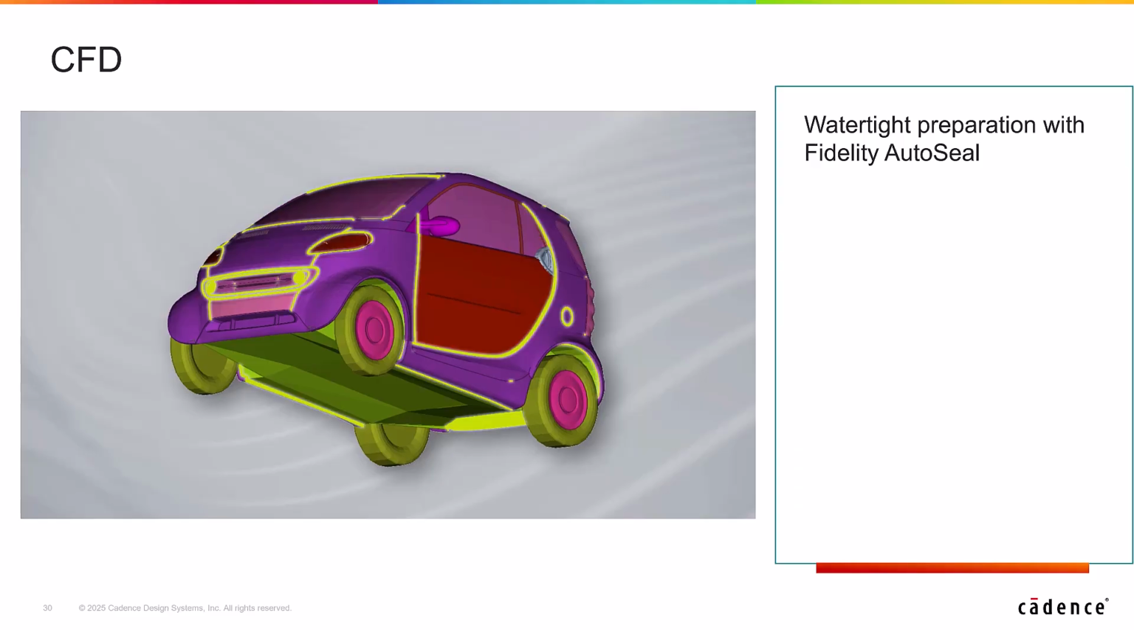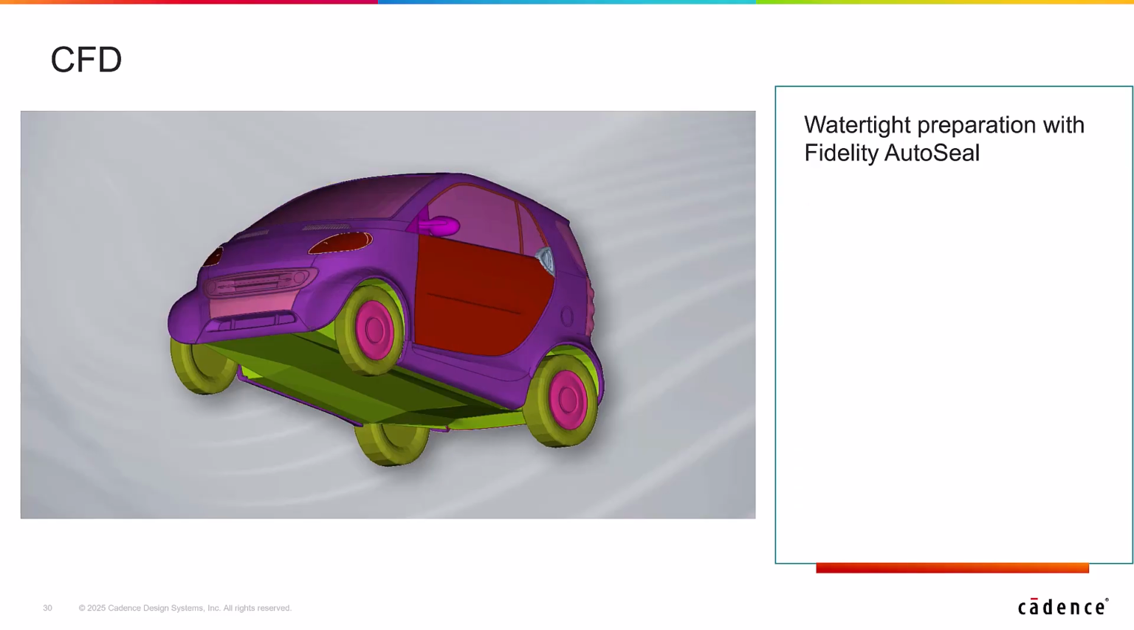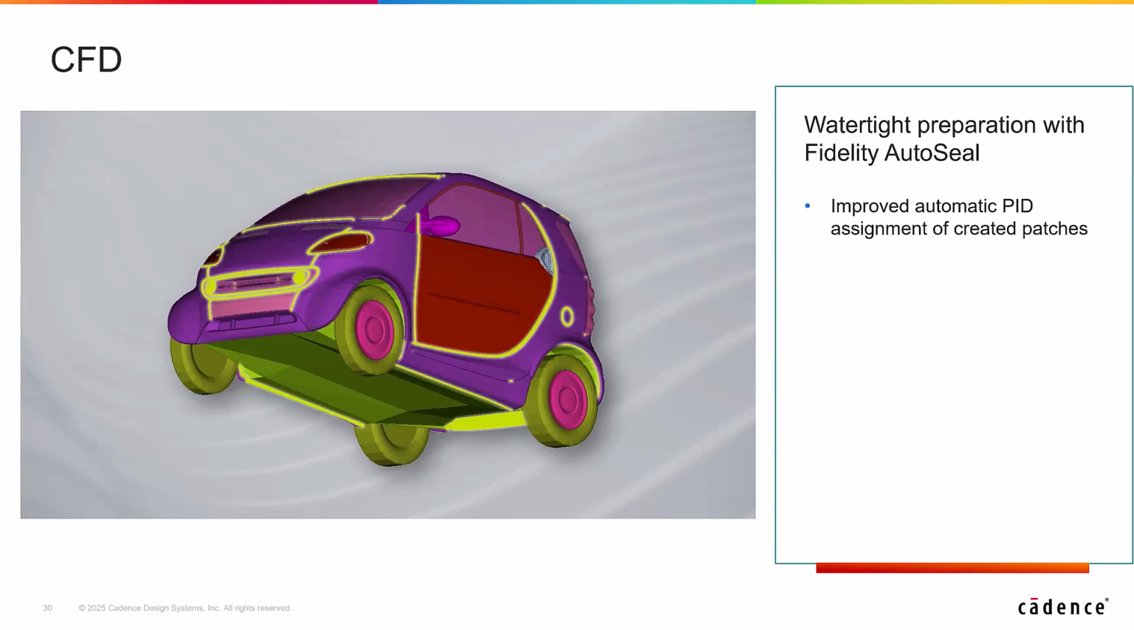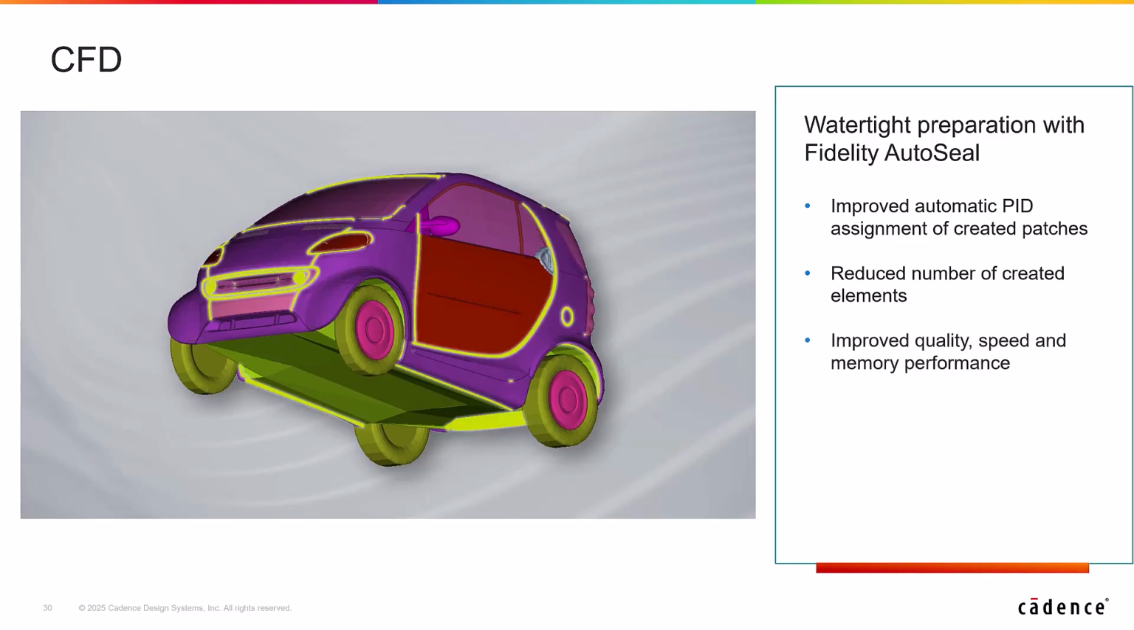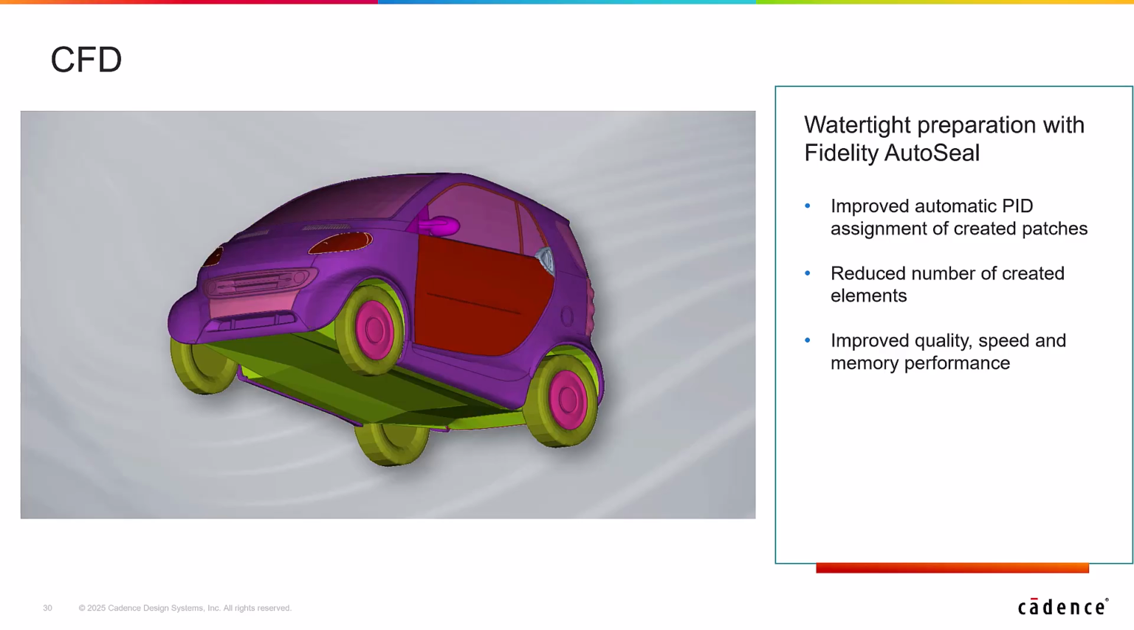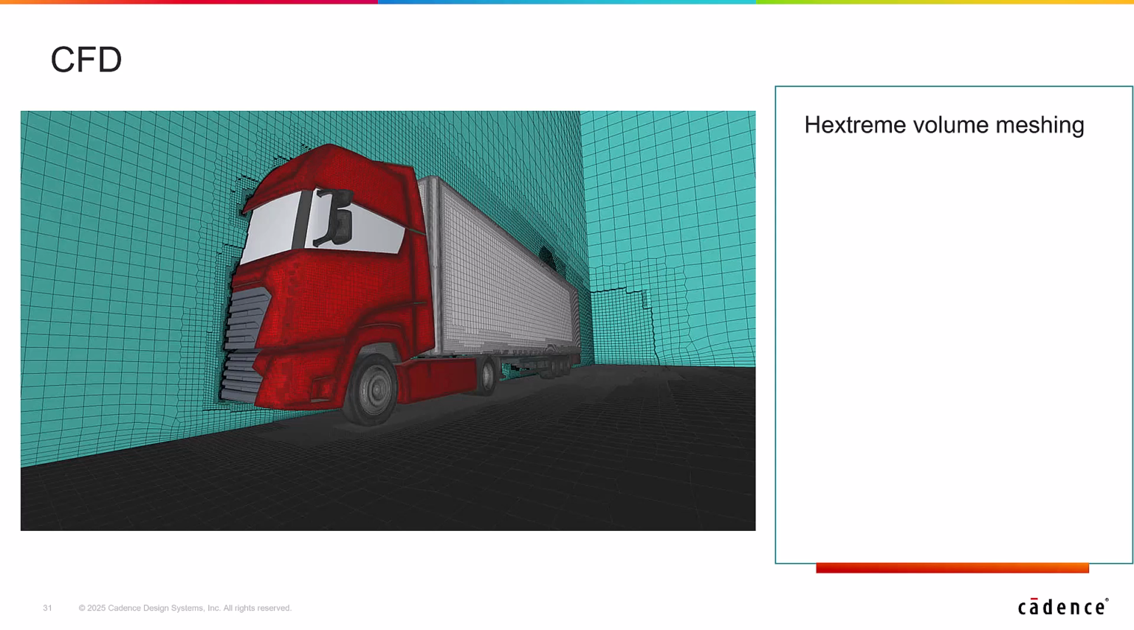Moving on to auto-seal improvements, these include automatic PID assignment for the created patches, a reduced number of generated elements, overall better patch quality, faster processing, and lower memory consumption. For Hexstream, there are improvements in volume mesh quality and gap capturing.